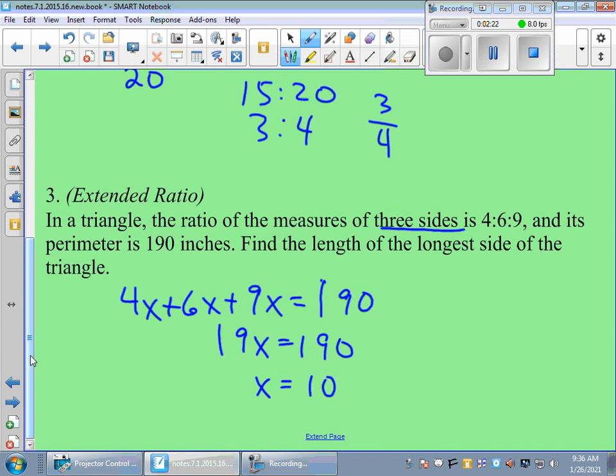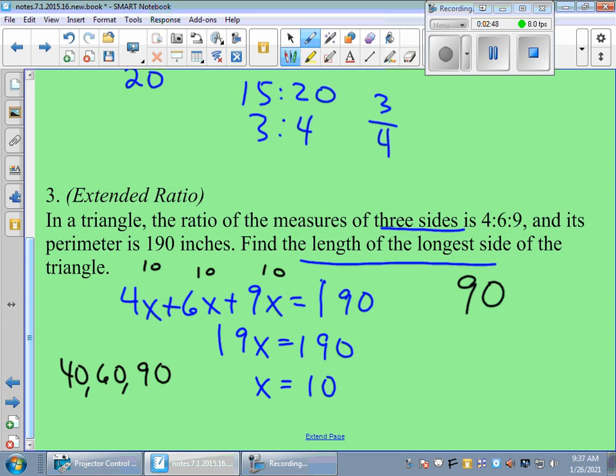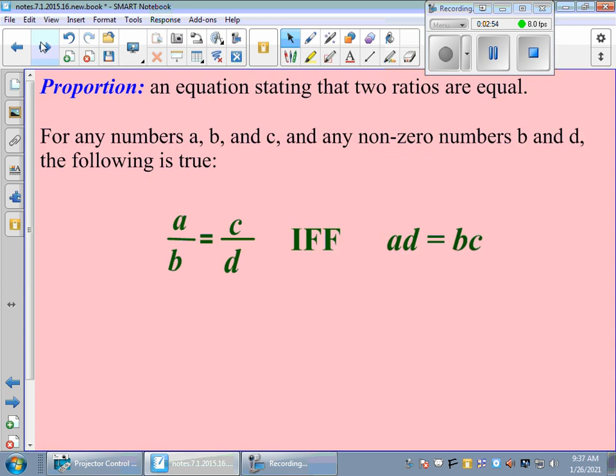But again, what does it say? It says find the length of the longest side. So what you do after that is plug it into all of them, just to make sure that I know how to do all of them. You take a 10 here, 10 here, 10 here. So you have 40, 60, and 90 as your side lengths. But since it says find the length of the longest side of the triangle, the final answer there would be 90 inches.